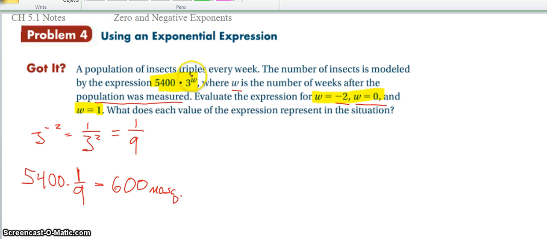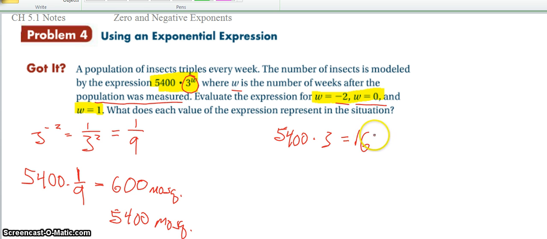So then w being 0, well, that would mean that this 3 to the w, since w is 0, would then be 1. So 5,400 times 1 would just be 5,400 mosquitoes. So that would be my second reading. And my third, where w is equal to 1, well, that just means that 3 to the 1 is 3, so it would just be 5,400 times 3, or triple the population. This gives me 16,200 mosquitoes, which gets pretty out of hand pretty fast if you don't take care of the situation.